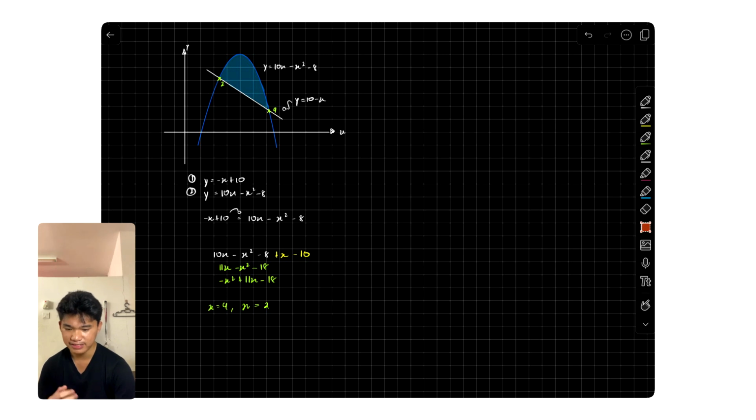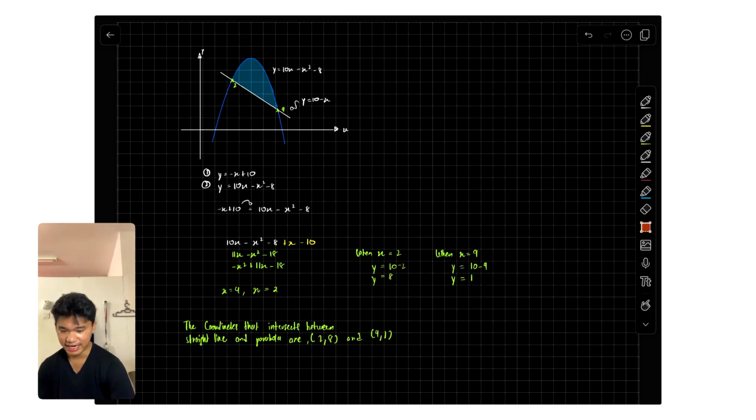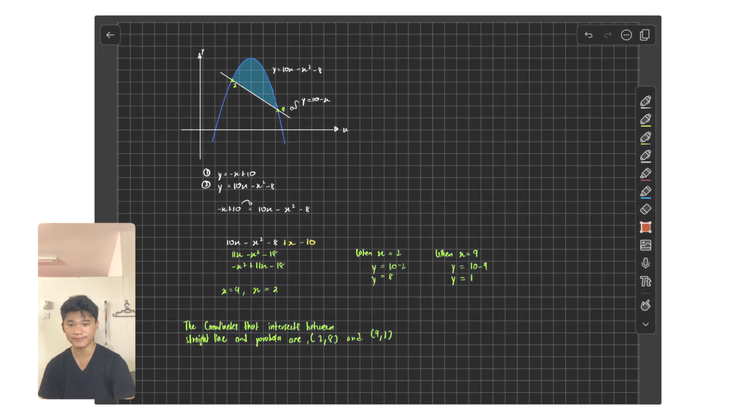After we found the x coordinates, we can now find the y coordinates by substituting both values into the equations. For me, I choose the straight line equation because it is easier to do. After we substitute both x values, we got y equals 1 and y equals 8. Now we have found the coordinates of intersection between the straight line and hyperbola, which are (2, 8) and (9, 1). From now on, I will be passing the next question to my teammate, Megat.